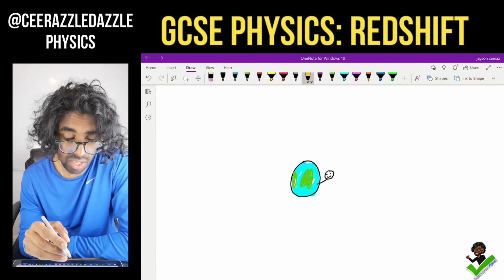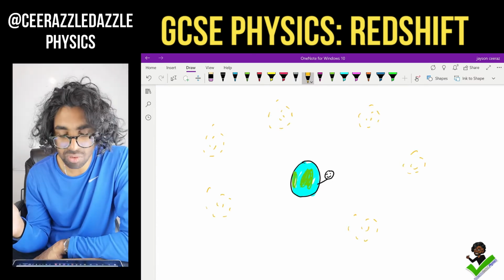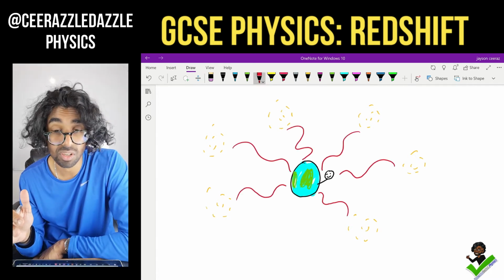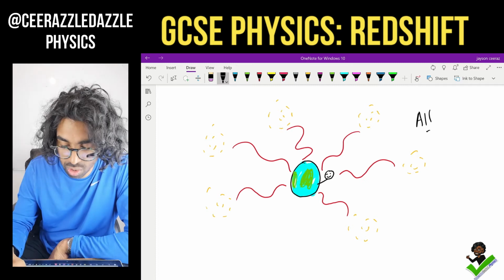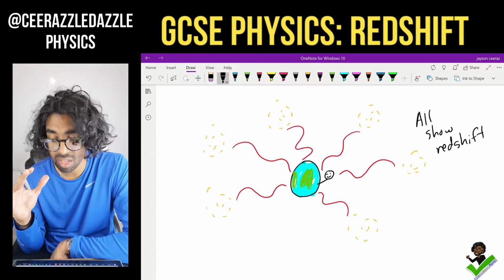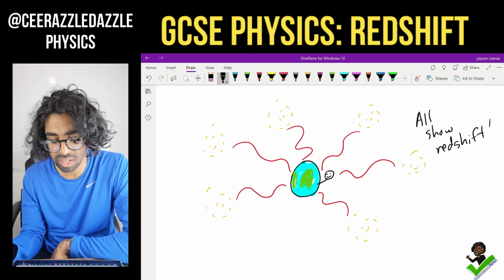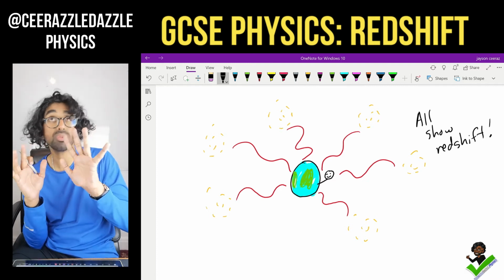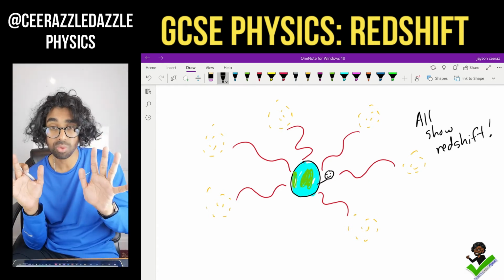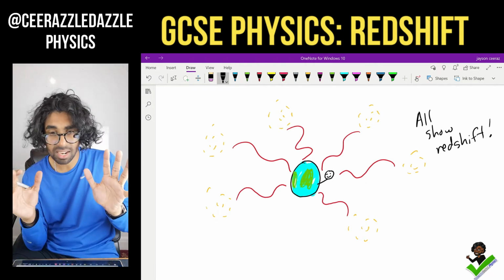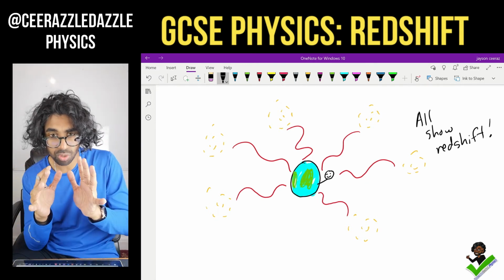Let's say this is the Earth over here and all the galaxies around us. We look at them and all of the galaxies show redshift. Scientists found out that all of them show redshift. What does that tell you about all the galaxies? If you looked at all the galaxies around you and saw that the white light had been redshifted for each and every one of them, what does that tell you about the galaxies themselves? Are they moving towards you or away?